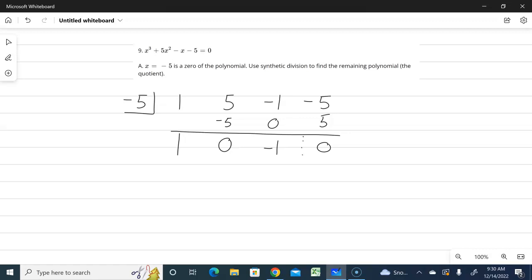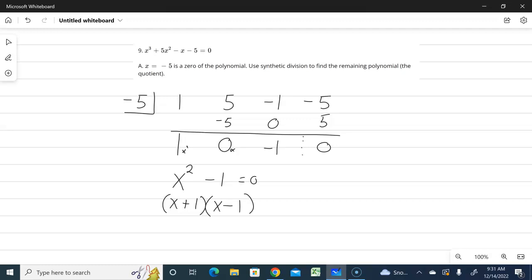Then we have to decode these numbers below here. This says we have x squared plus 0x. Keep in mind that's the x term. This is the x squared term. And then minus 1. And that's going to equal 0. We want to find the remaining zeros, or the remaining factors. So x squared minus 1 is what remains. That is factorable into the sum and difference of its square roots.